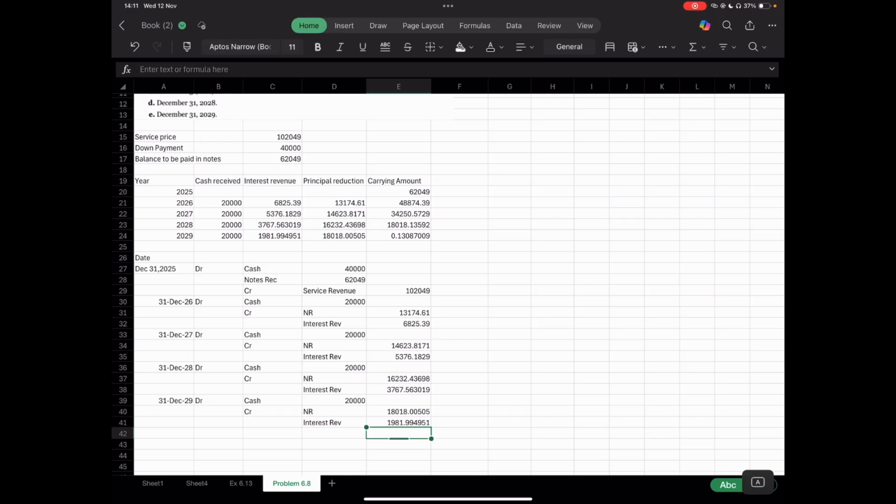And that's it. By using Excel's PV function and building a simple amortization schedule, we can accurately account for complex notes receivable transactions. The key is always to use the market interest rate to find the true value of the transaction.